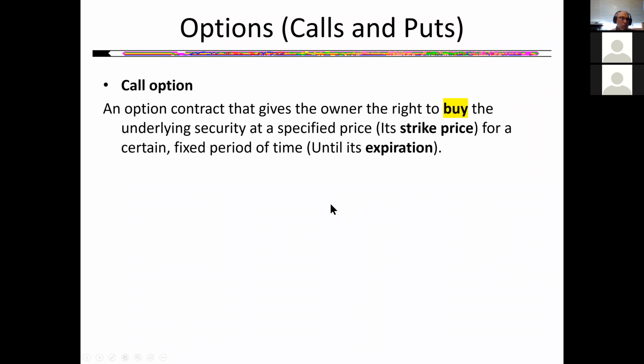Here's a definition of an option in general. It's a legal contract that gives the owner the right to buy the underlying security at a specified price, its strike price, for a certain fixed period of time until its expiration. That's the call option, okay? So the call is associated with the buying, the going up.